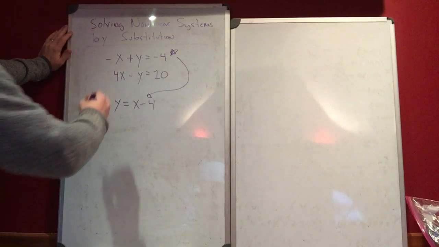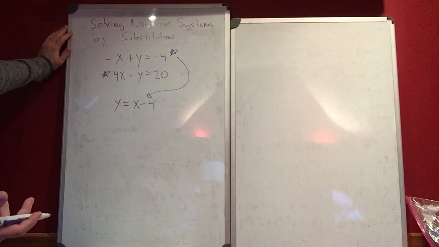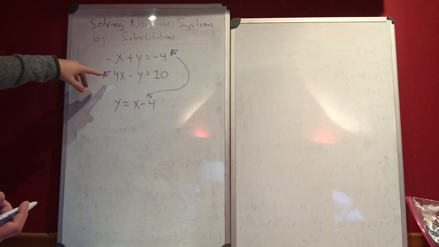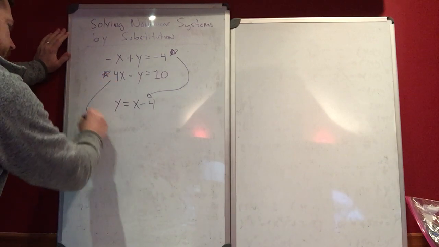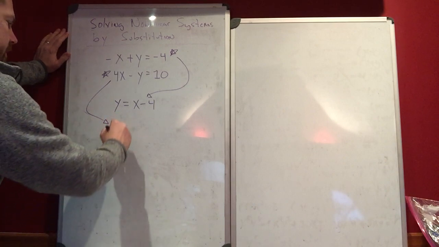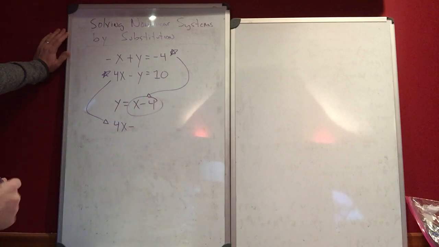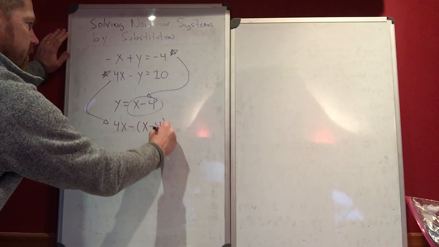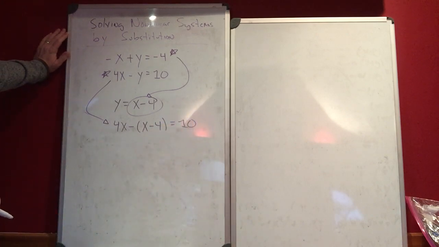Now I'm going to work with the second equation. Wherever in the second equation I have a y, I can replace it with x minus 4. This is going to allow me to turn this two-variable expression into a one-variable expression, which allows me to solve for that variable. So 4x minus y equals 10 turns into 4x minus, now instead of y, I'm going to use x minus 4 because y is equal to x minus 4. That's the substitution. Put my parentheses in, x minus 4 equals 10. All I did was substitute in x minus 4 for y.